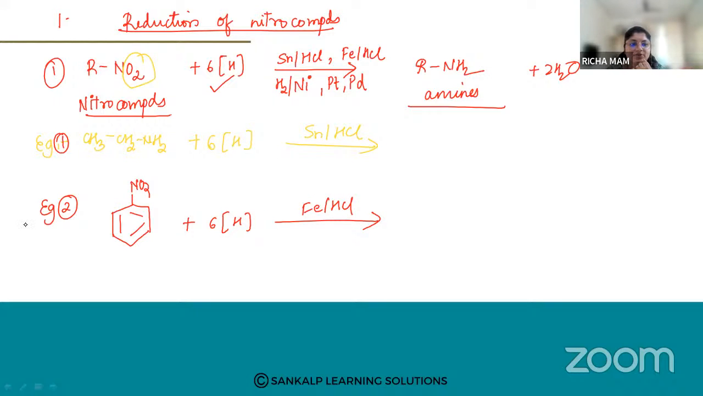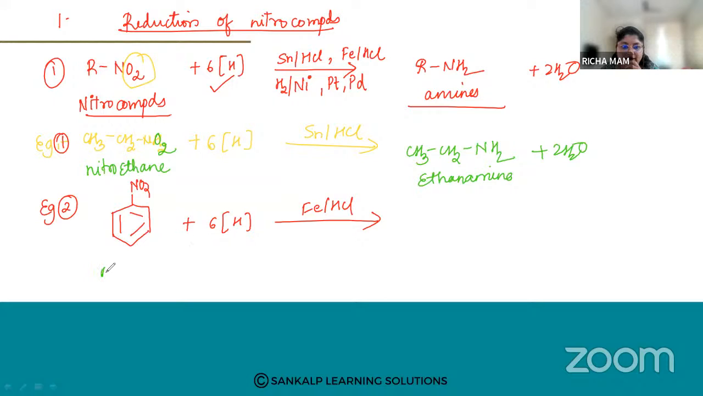First one, what is the answer, students? Sorry, this is CH3CH2NO2. So what we are going to get? We are going to get CH3CH2NH2. The name of the compound is nitroethane. From nitroethane, we are going to get ethanamine, plus 2H2O.